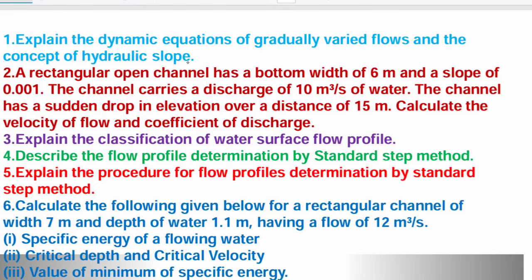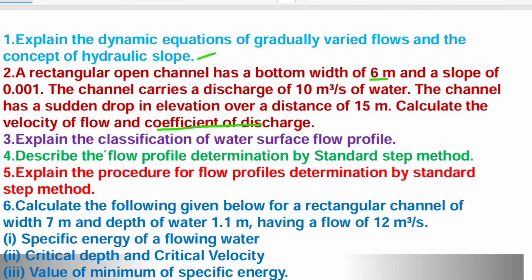Then the second unit. The first question is a theory question: explain the dynamic equation of gradually varied flow and the concept of hydraulic slope. We can answer these questions. The second question is based on a problem. In an open channel flow, the bottom width is 6 meters and the slope is 0.001. The channel carries a discharge of 10 meter cube per second of water. The channel has a sudden drop of elevation over a distance of 15 meters. Calculate the velocity of flow and coefficient of discharge. These types of questions they may ask.